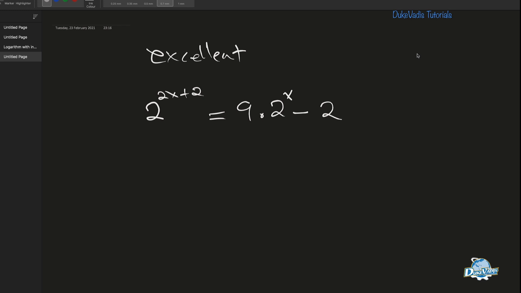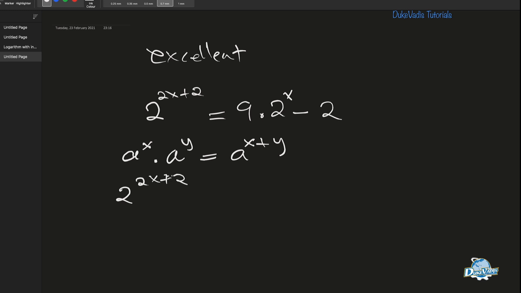Now, we remember that if we have an indices a, for instance, a exponent x times a exponent y is always given as a to the power x plus y. I'm very sure you remember this. So, this is what we are going to apply to where we see 2 raised to the power x plus 2.